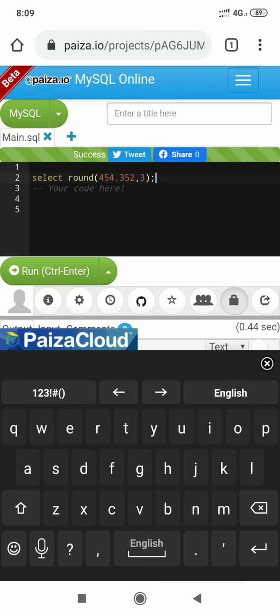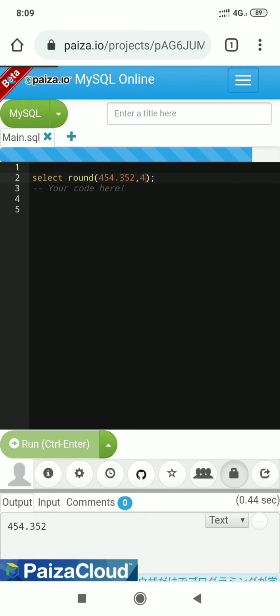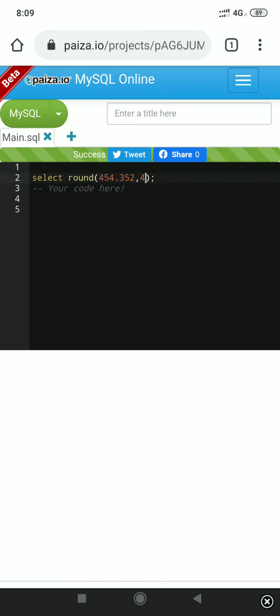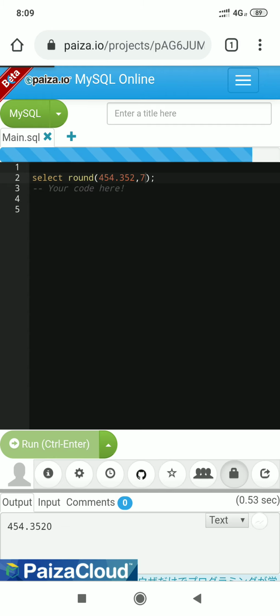Now we write 4. There is no value at the 4th location. But what happened here, students? It assigned 0 at that place. So as we mentioned, where more digits are not there, it will round to that place and return the result to you. So 7 digits are there. I hope that you are finding it easy.